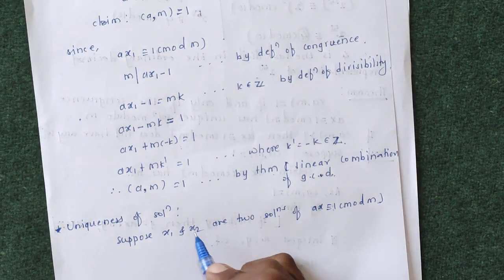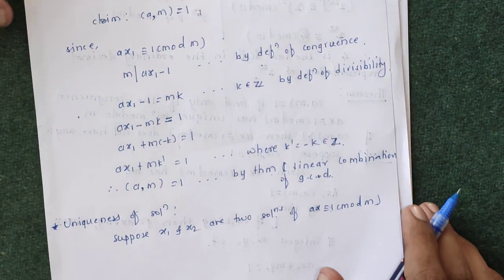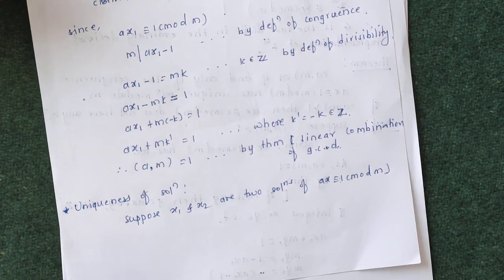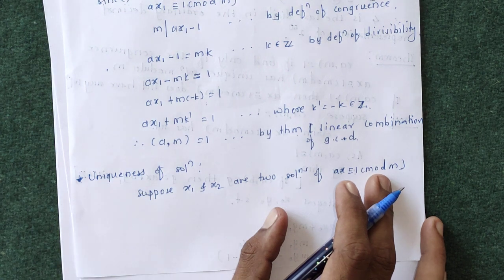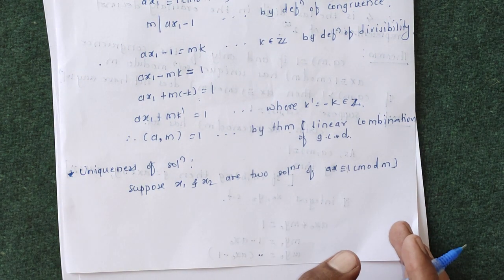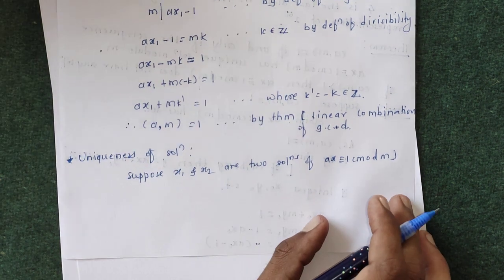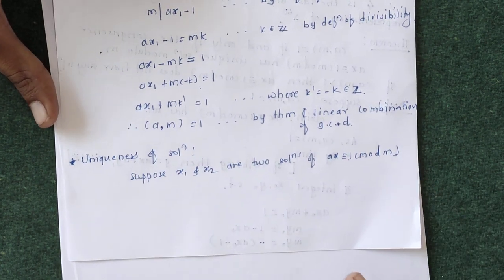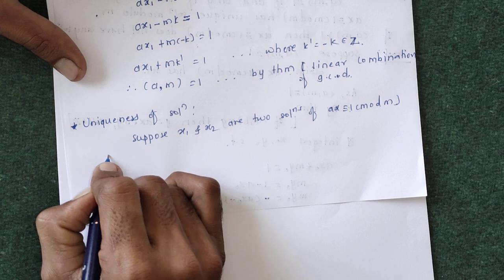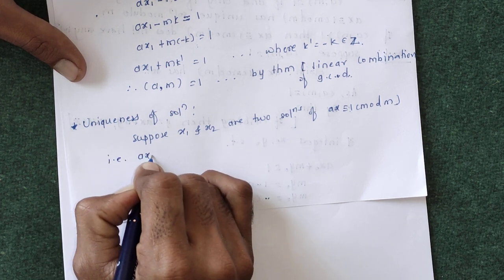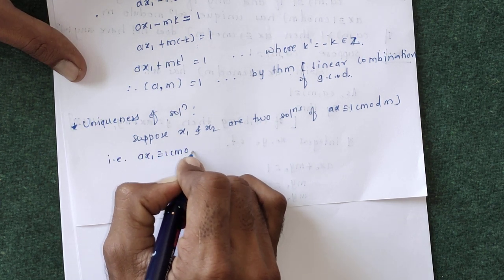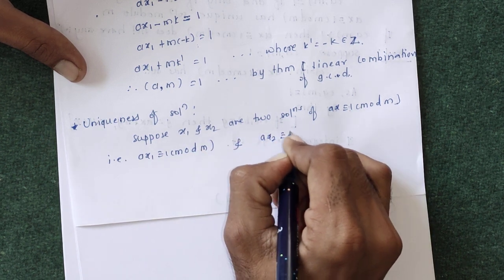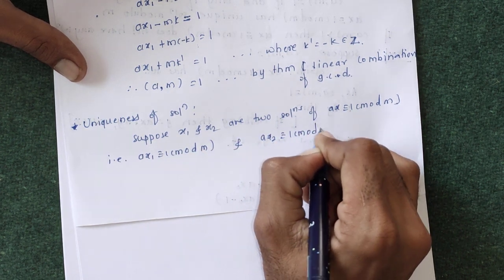If these x1 and x2 are congruent to each other, then we can say that this congruence has a unique solution. Suppose x1 and x2 are two solutions of ax is congruent to 1 modulo m. That is, these two are solutions of this congruence. Then these two integers satisfy this congruence. That is, ax1 is congruent to 1 modulo m, and ax2 is again congruent to 1 modulo m, since these two are solutions.